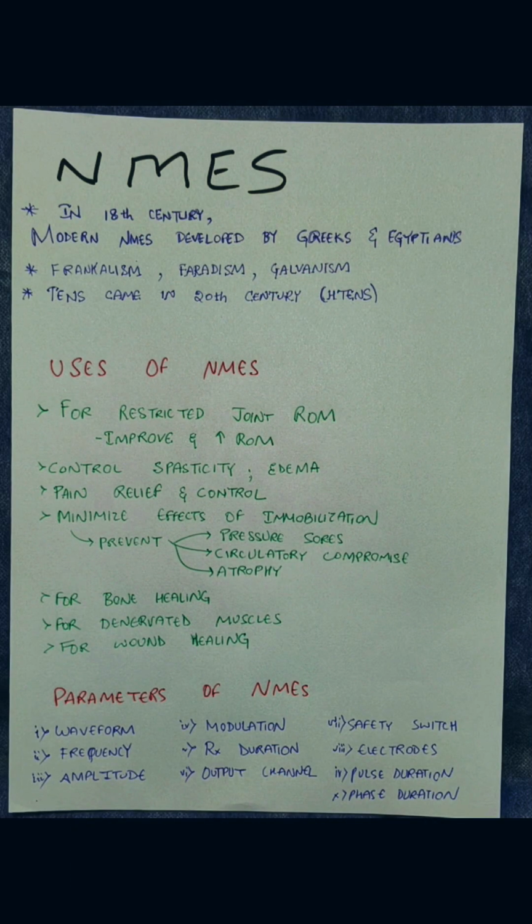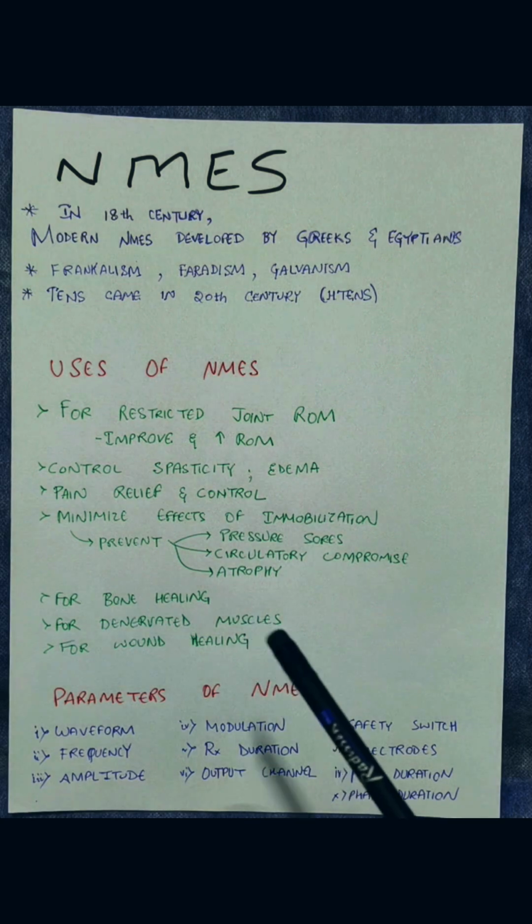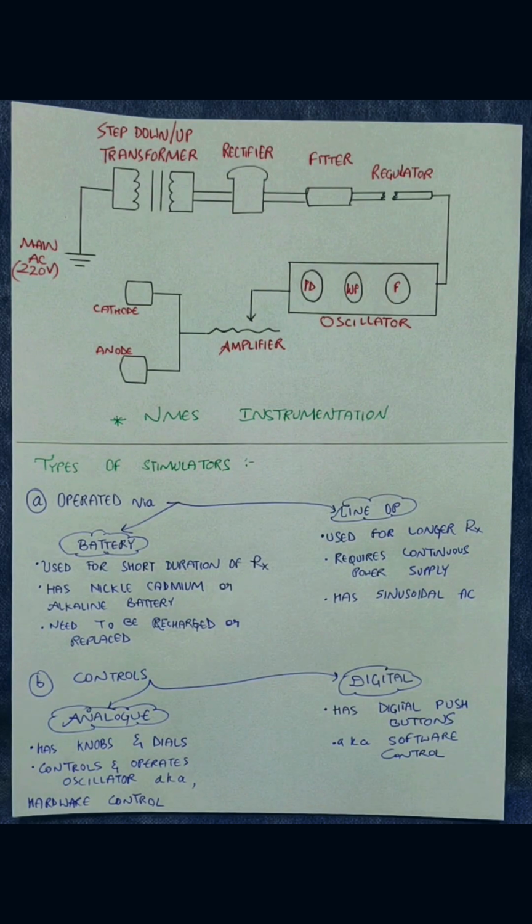What are the parameters of NMES? We have waveform, frequency, modulation, safety switch, treatment duration, amplitude, pulse duration, phase duration, electrodes, and the output channel. We'll discuss the parameters of NMES in detail. Before that, we have to understand the instrumentation of NMES.